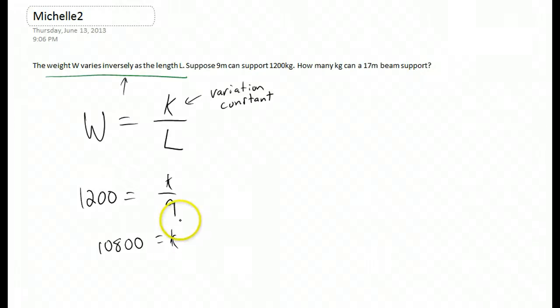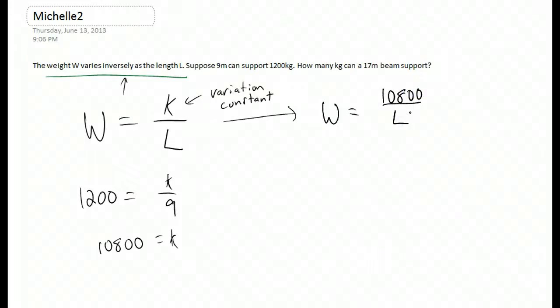So now we can go back to our original equation. Now that we found our K, our variation constant, our original equation becomes W equals 10,800 over L. Now we have an equation that we can use to solve any of these types of problems. Given some weight that we'd like to support, we can plug in that weight here, and use a little bit of algebra to solve for L, the length of the beam that can support that weight. And if you're given the length of a beam, we can plug in that length here for L, and just use basic division to find the weight that that beam can support. Since we found this variation constant, it doesn't change under this situation. So that constant stays the same.